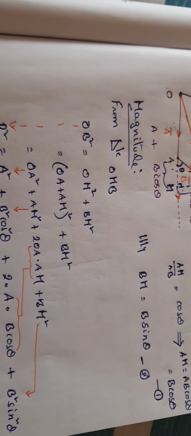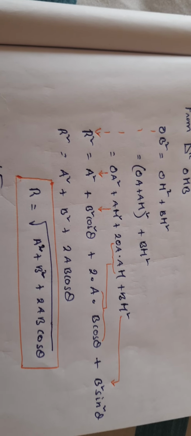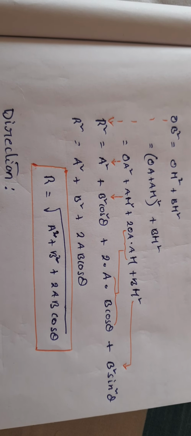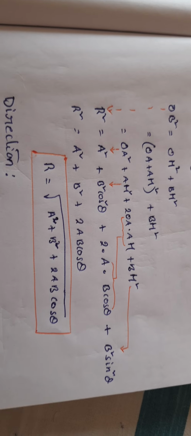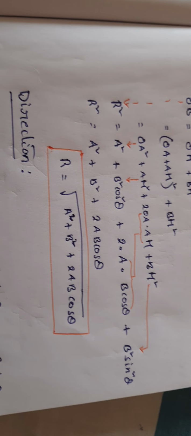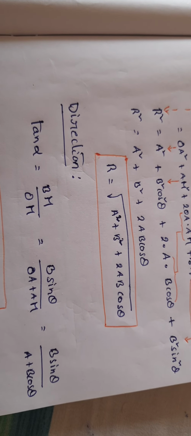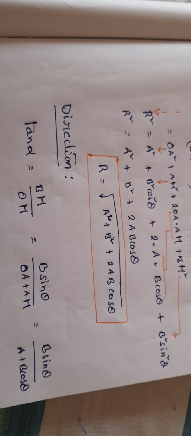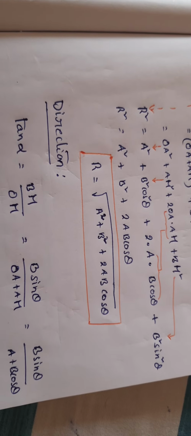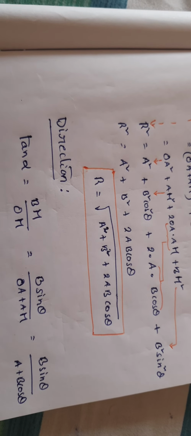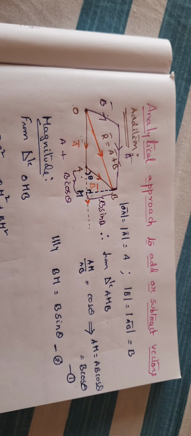Now just see how we could come to the conclusion here. R is equal to square root of A square plus B square plus 2AB cos theta. And now coming to the part of direction. Now tan alpha. Like how are we going to find what is this alpha? From where did we get this alpha? Now let us see from where we got this alpha.